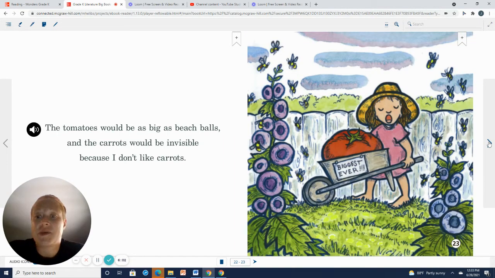The tomatoes would be as big as beach balls, and the carrots would be invisible, because I don't like carrots. So here she's imagining she's growing giant tomatoes, but no carrots, because her carrots are invisible. She doesn't like carrots.